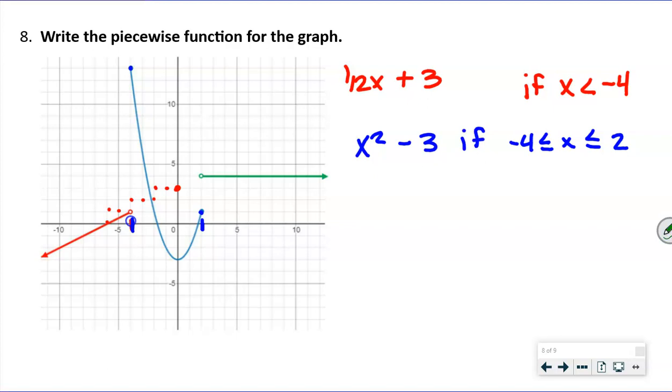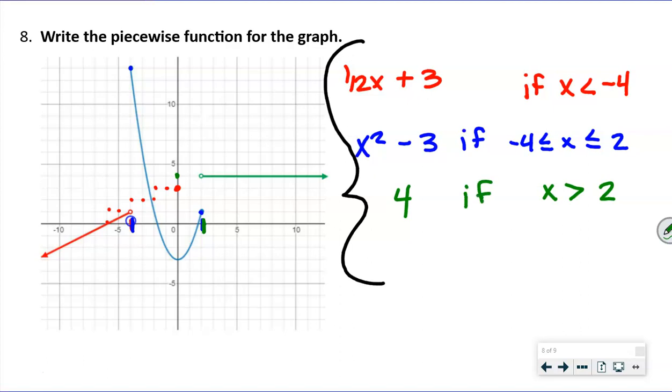Then our last one is green, and again, we're starting here, so this is going to be x is greater than 2, and it's an open dot, that's why it's just greater than. And then we're just looking at the value here, so this is just going to be 4. Y equals 4, okay? So when we write our piecewise statement, that's what it's going to look like, okay?